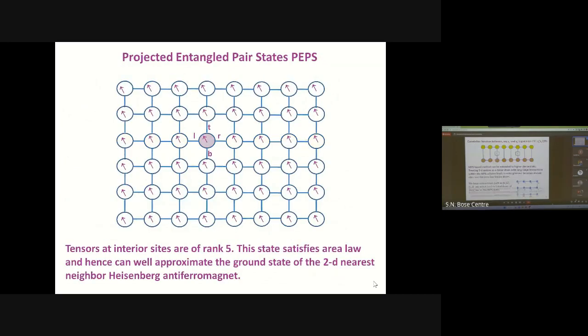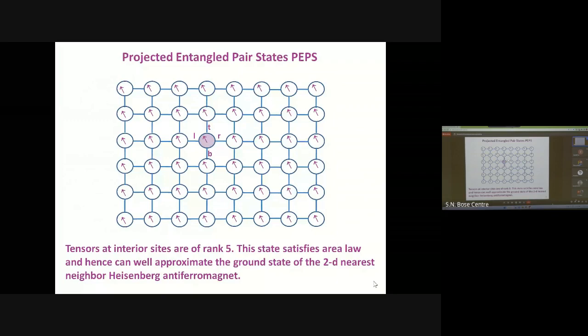So if you want an area-law-obeying diagram, then you must have what are called projected entangled pair states, where in the interior the tensor is of rank 5. That is, you have the physical index, which is shown by the arrow, and the auxiliary variables are shown by the lines left, right, or top and bottom. So you can use these tensor networks to represent the states of a 2-dimensional problem.